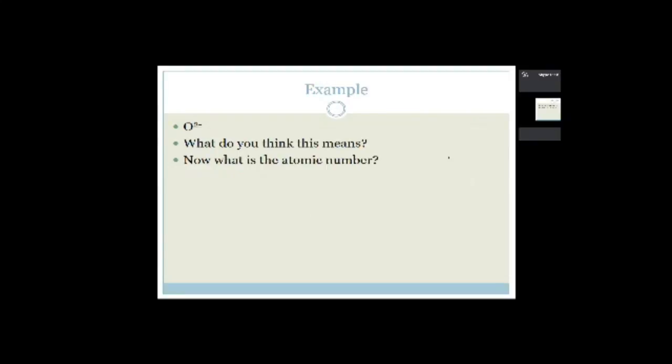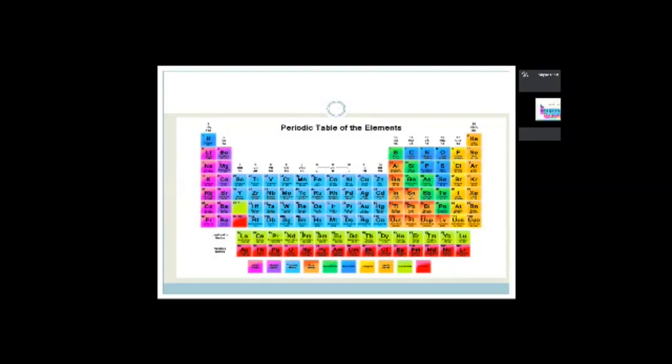Okay, now let's talk about O2 minus. What do you think this means? And what is the atomic number? Let's look at your oxygen. Now we're talking about O2 minus. Do you agree that this is two more electrons negative than oxygen? So what has it become? It has gained two electrons. If it has gained two electrons, do you agree that it's going to be structurally similar to neon? If it gains two electrons, it's going to be the same as neon.